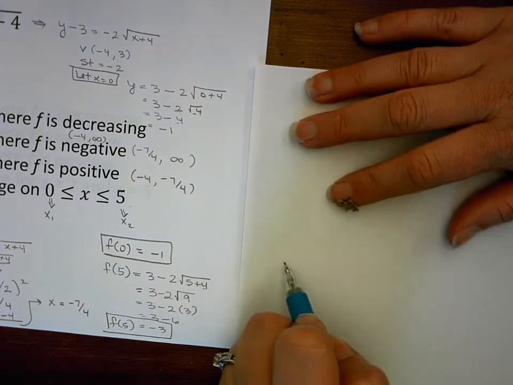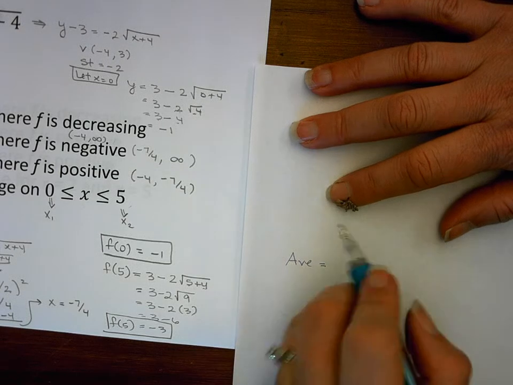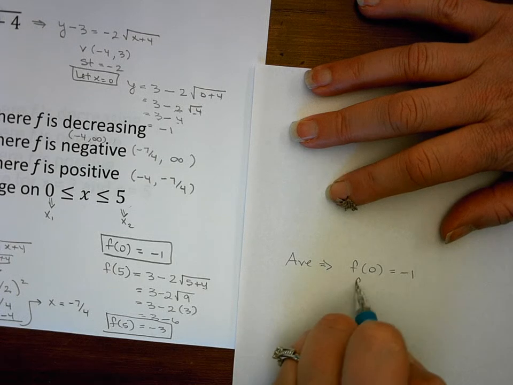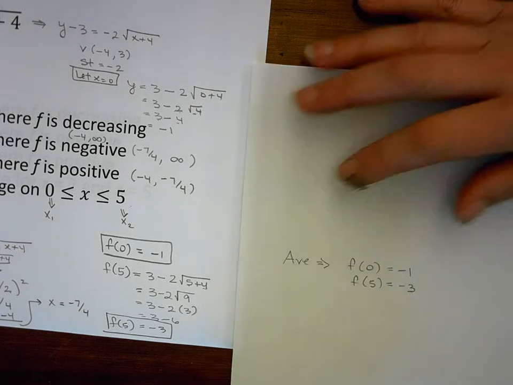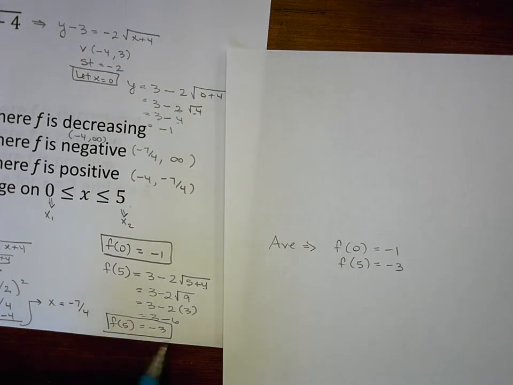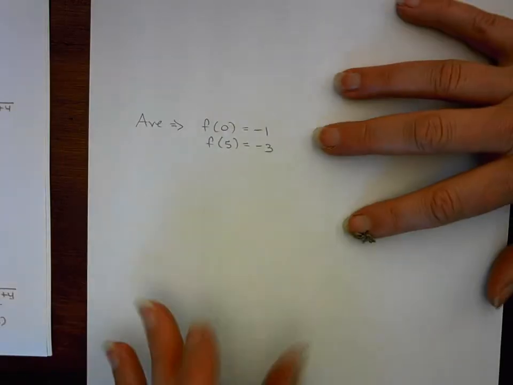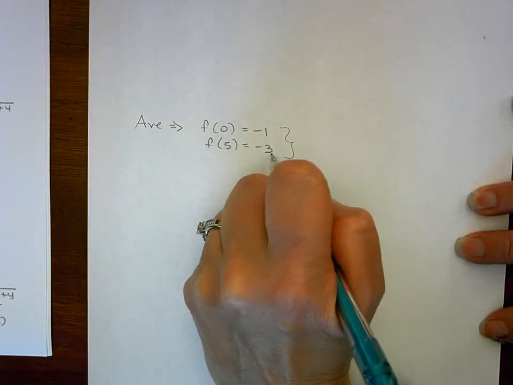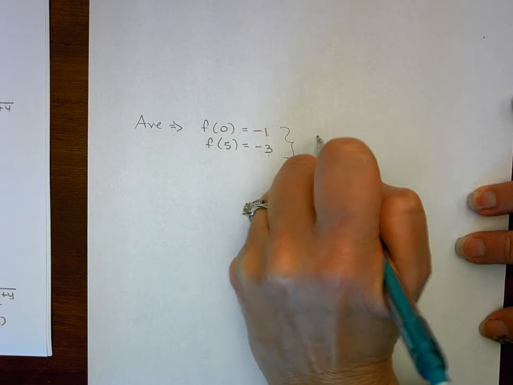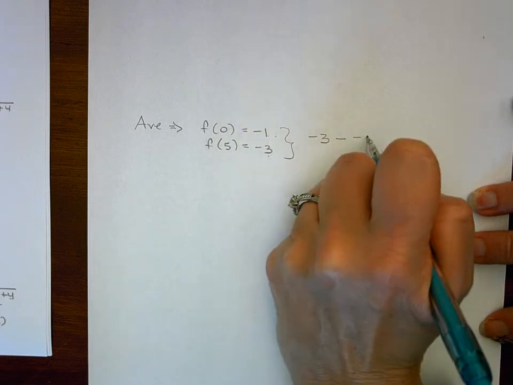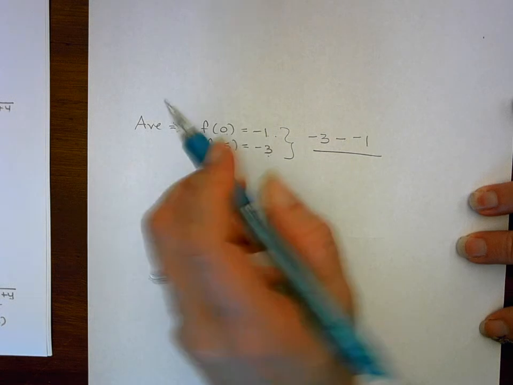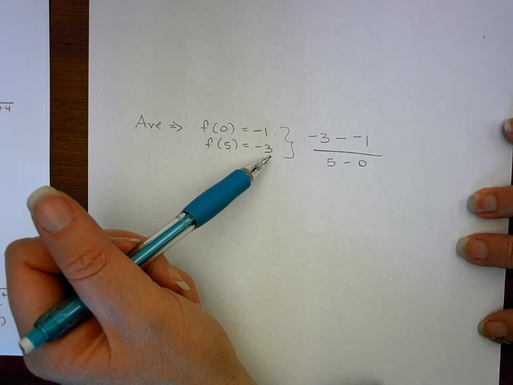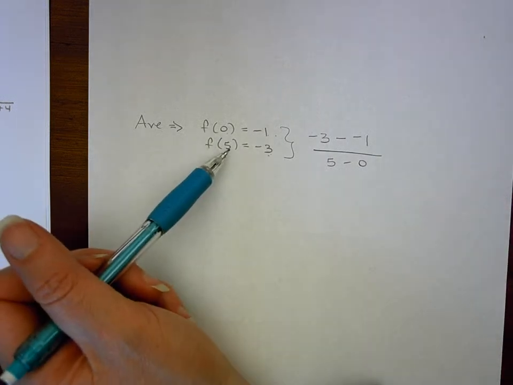So for my average rate of change, I want to look at my ordered pairs here. So I have f of 0 equals negative 1 and f of 5 equals negative 3. So all I did was copy down those two answers there. So the formula is y2 minus y1. So I'm going to do negative 3 minus negative 1, and then x2 minus x1. So I'm subtracting my results, my output, my y values, and I'm subtracting my x. And it doesn't matter which way I subtract as long as I go the same way.